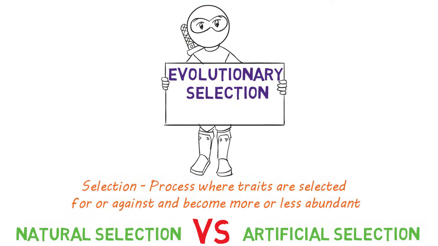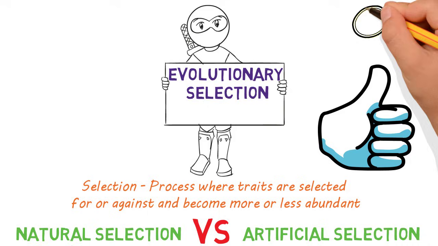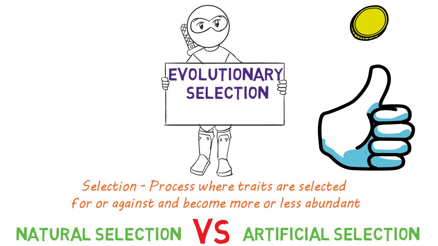So natural selection and artificial selection are really just two sides of the same coin. Both are mechanisms of evolutionary selection, but the process by which they work is slightly different. All right, I hope that video helped.